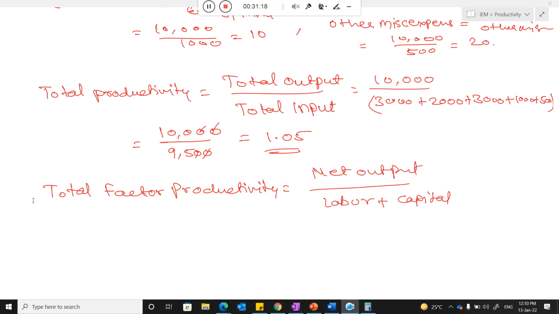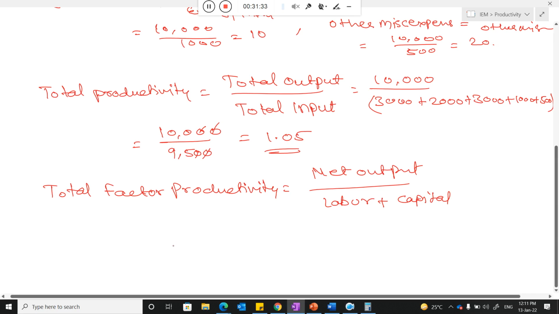Yes, sir. Okay, so how to calculate total factor productivity: it is nothing but the net output divided by the labor and capital, because in total factor productivity we only consider these two things. So what is the net output? The net output is the total output minus the material and the services purchased that you need to subtract. You need to consider only the things related to labor and capital.